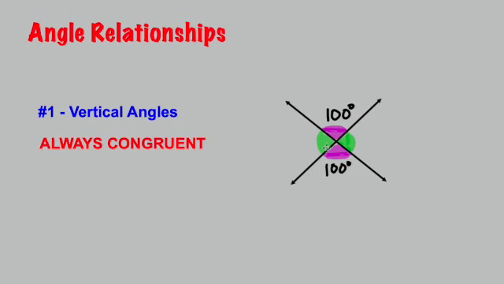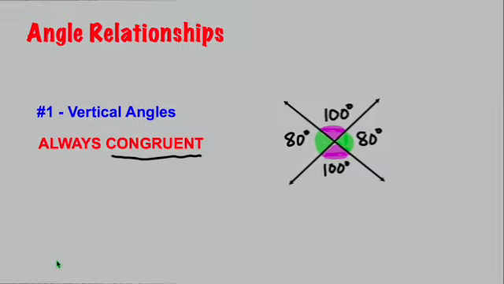Or take the ones on the sides here on the left and the right. Let's say this angle on the left was 80 degrees. That means the one on the right must also be 80 degrees as well. So we call that being congruent, and all that means is that the angle measures are equal.